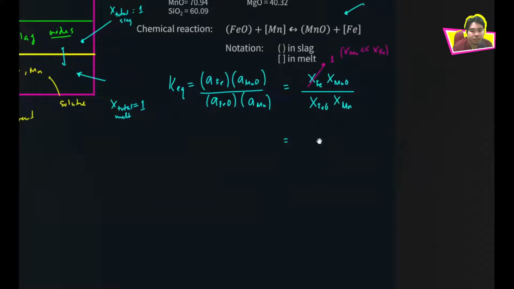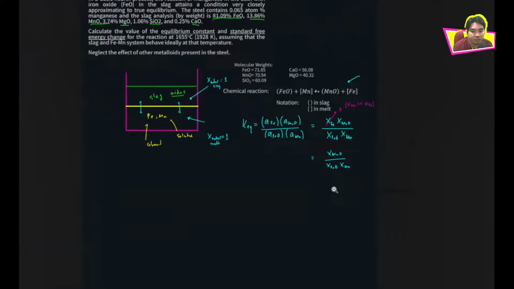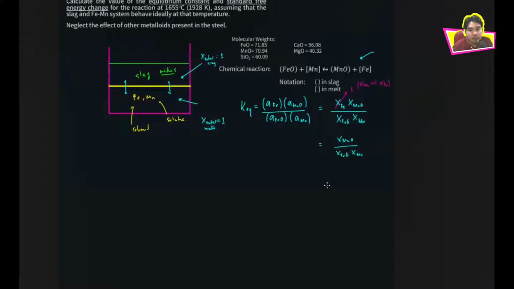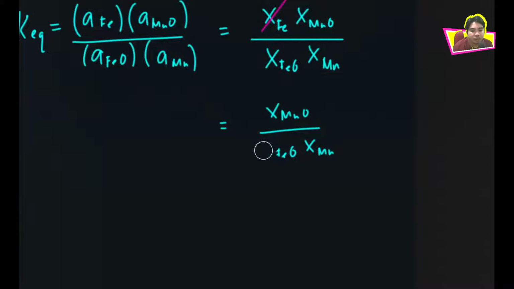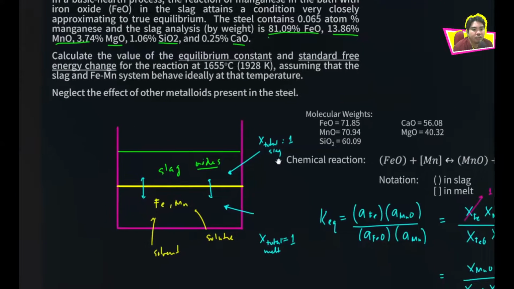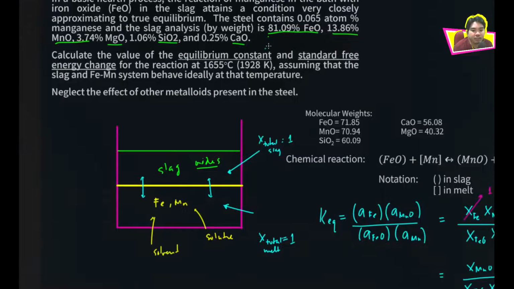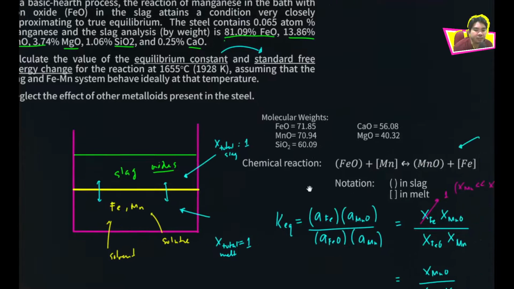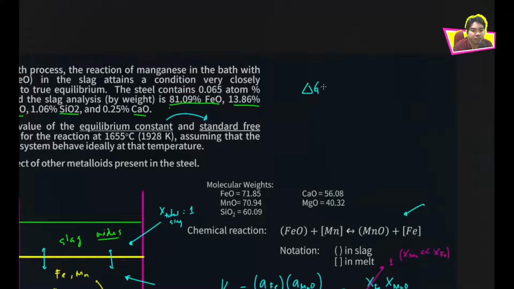So, we end up with XMnO over XFeO, Mn. Okay? So, ito na yung working equation natin for the K equilibrium. And from the equilibrium constant, pwede na natin makompute din yung standard free energy, no? Because we know that the standard free energy, delta G naught, is just equal to negative RT ln K eq. Tama?